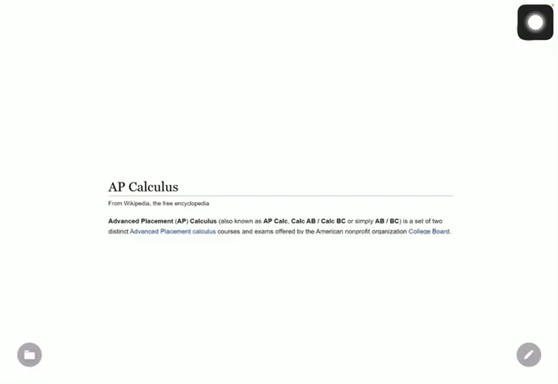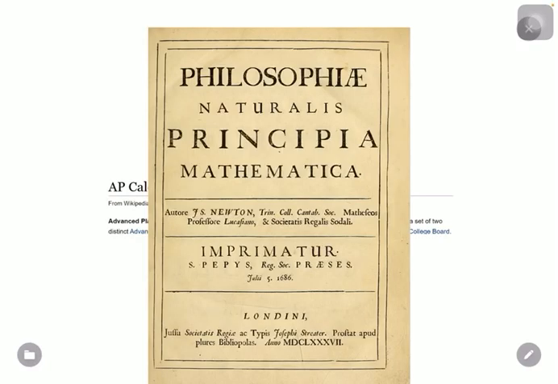When you really think about it, this is incredible. High schoolers and undergraduates are learning calculus. It was only invented in 1687 by Newton. So if you're taking calculus, that's really impressive.